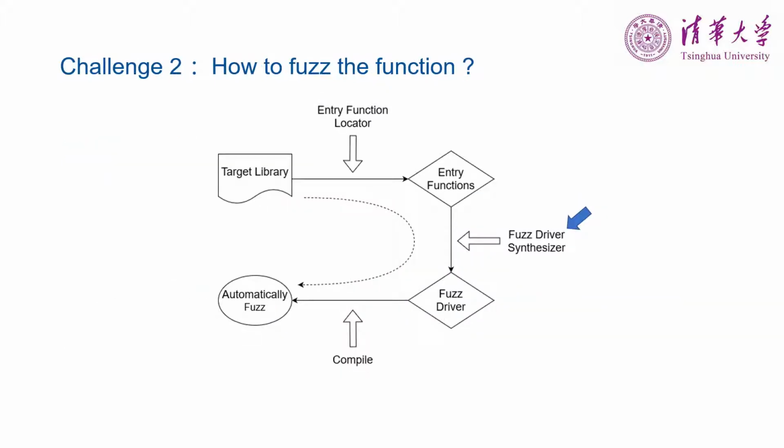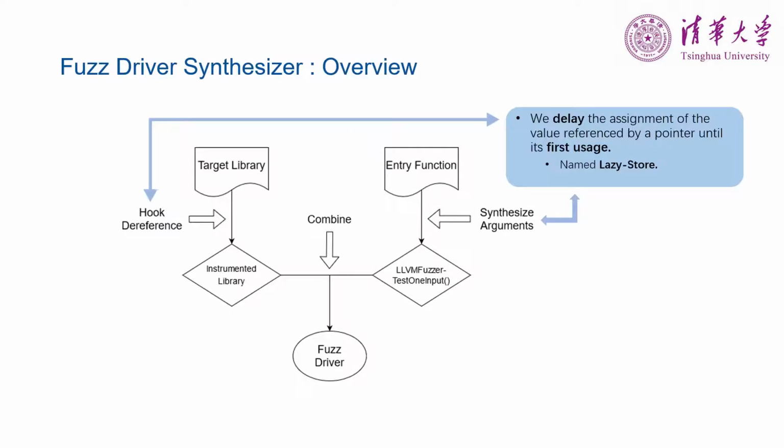Let's move on to fuzz driver synthesizer. IntelliGen guesses the full value of the arguments inside the function that is going to be fuzzed by fuzz driver synthesizer. More specifically, fuzz driver synthesizer instruments the target library to delay the assignment of the values referenced by a pointer until it is first used. This process, we call lazy store.